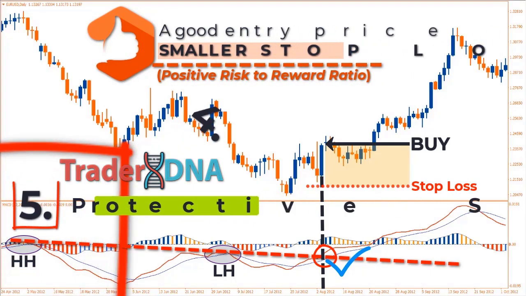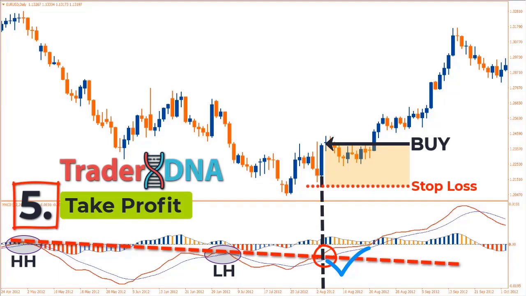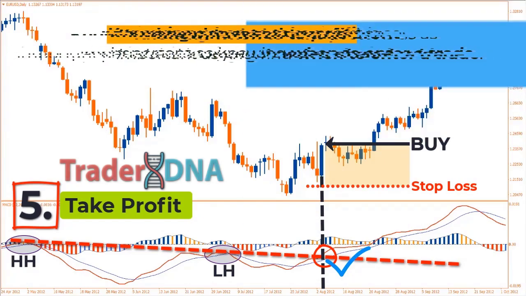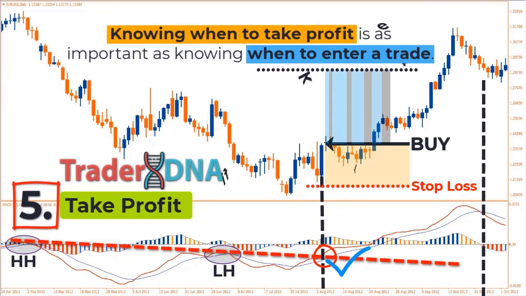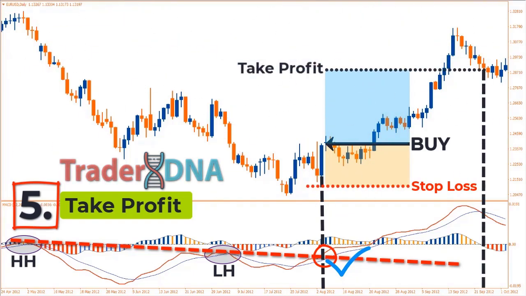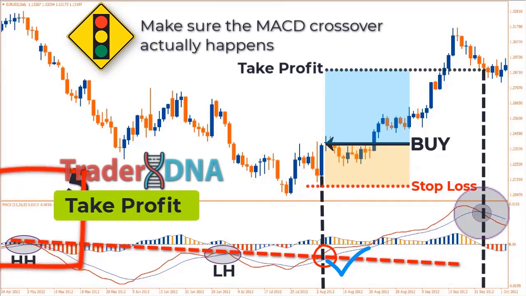Step number 5. Take profit when the MACD crossover happens in the opposite direction of our entry. Knowing when to take profit is as important as knowing when to enter a trade. However, we want to make sure we don't use the same trading technique for our entry order. When the MACD line or the blue line produces signal line crossovers, the orange line, we want to close the position and take full profits. Before taking profits, it's important to wait for the candle close, depending on the time frame you trade, so you make sure the MACD crossover actually happens.